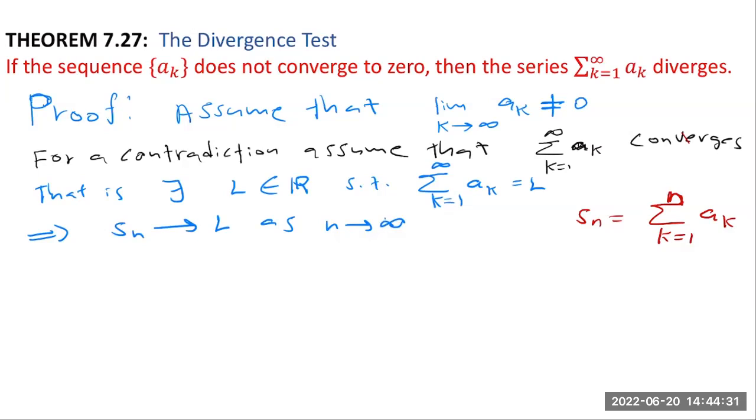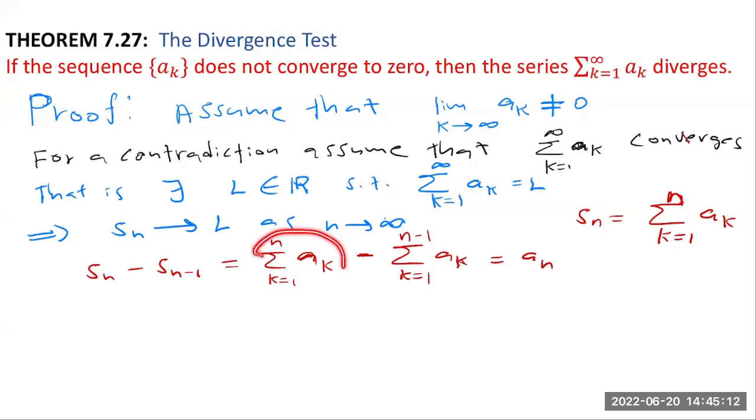Now let's make another observation. Let me write the expanded version first. S_n minus S_{n-1} is equal to the sum from k equals 1 to n of a_k, minus the sum from k equals 1 to n minus 1 of a_k. What is this difference? This difference is clearly going to be a_n, right? That's because here you take the sum of the first n terms, and here you take the sum of the first n minus 1 terms. That means this difference has to be equal to a_n, the nth term.